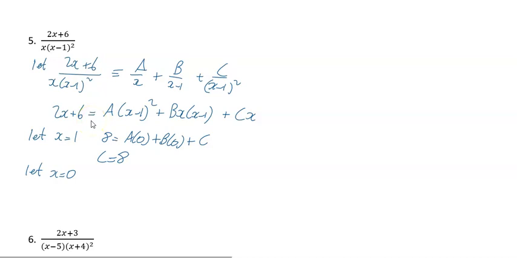Left-hand side, 2 times 1 is 2, plus 6 is going to be 8. Sorry, I'm not doing 2 times 1 at all, I'm doing 2 times 0. 2 times 0 is 0, plus 6 is 6. And then putting your x equal to 0, you're going to be left with a times minus 1 squared. So that's just 6 is equal to a times minus 1 squared, which is 1. So 6 is equal to a, or a is equal to 6.